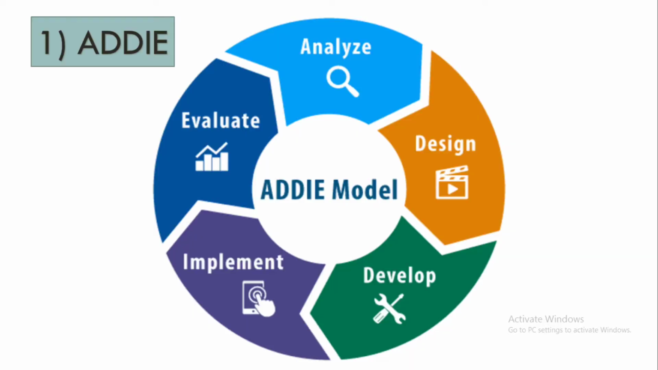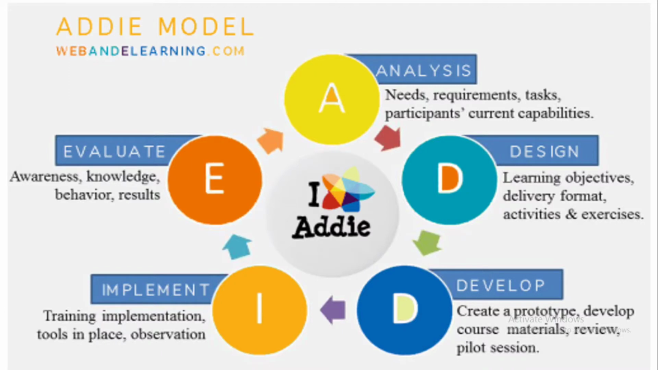First, we have the ADDIE model. It was created by Florida State University in 1975. This model was used to develop training programs for the United States Army. ADDIE stands for A, Analysis; D, Design; another D stands for Develop; I for Implement; and E for Evaluate.